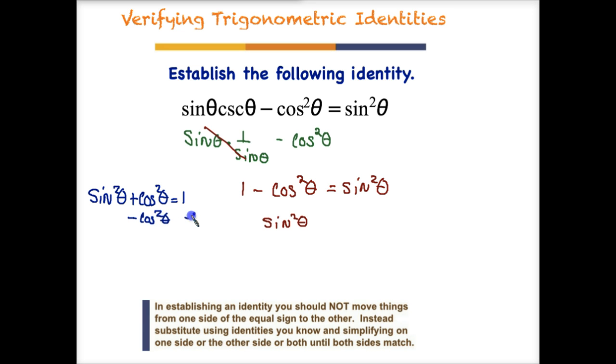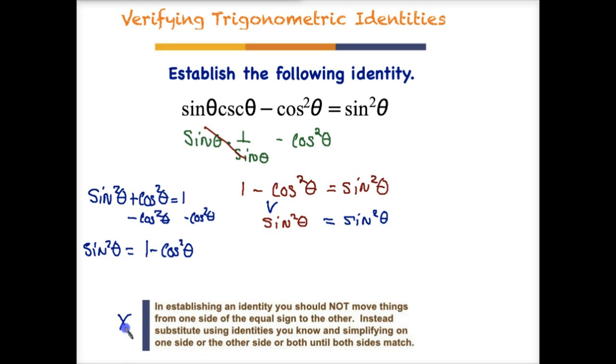from both sides, then I can see that on the left side, I'm left with sine squared theta, and that is equal to that 1 minus cosine squared theta, which is what I just substituted here to be sine squared theta. And now we've proven this identity. The left side does in fact equal the right side.